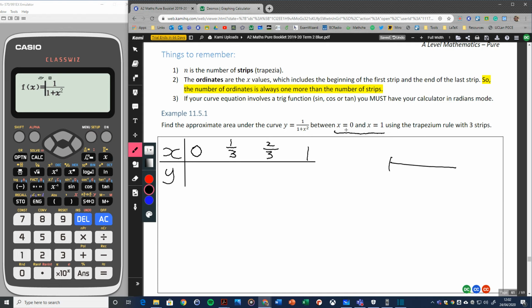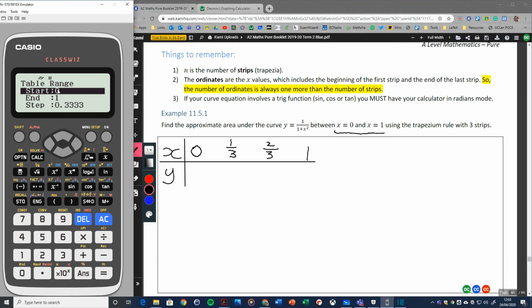Just picture that from x is 0 up to x is 1, breaking it apart into 3 strips. So here's strip 1, strip 2, strip 3. The width of each strip has to be 1/3. To get these y values, I'm going to use the table mode in the calculator. So there's 1 over 1 plus x squared. Start my range at 0, end it at 1 with a step of 1/3.